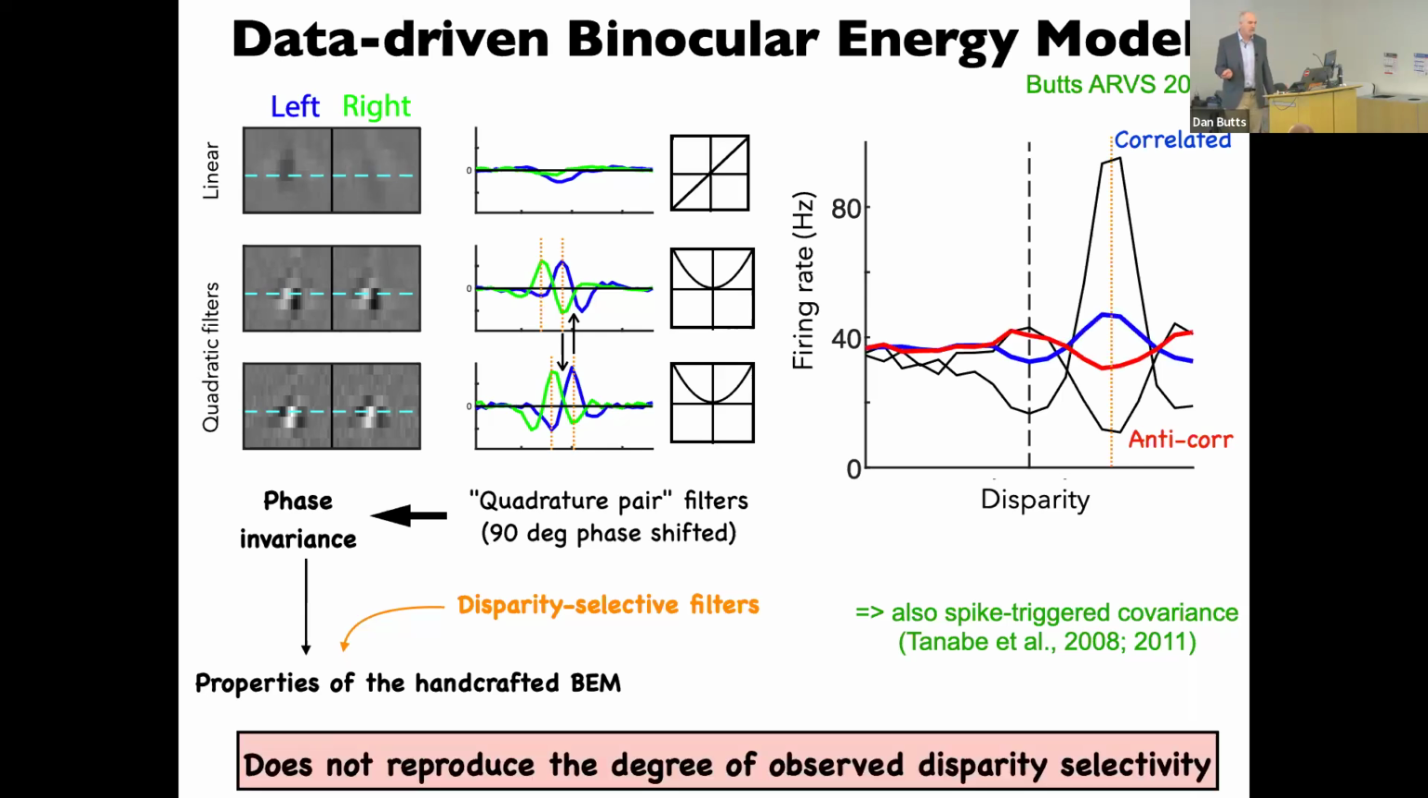However, when you compare the predicted disparity tuning curve to the actual disparity tuning curve, you see that the BEM does indeed have this symmetry between positive and negative, and doesn't predict the responses. Sorry, the magnitude of the disparity tuning curves.